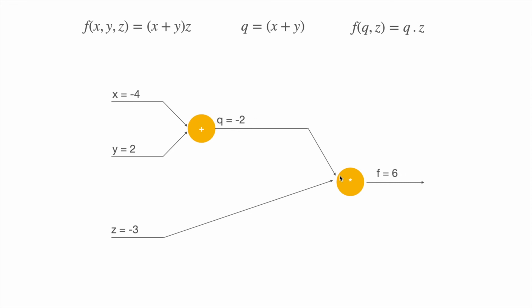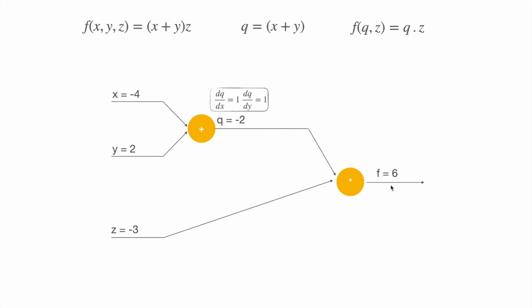And this Q is fed into this function, this gate, along with Z. -2 into -3 becomes 6. This is a simple forward pass. And what we can notice here is that this gate can perform dq by dx and dq by dy without even knowing what's going to happen here. So we call these local gradients. This is with respect to the input which it has got.